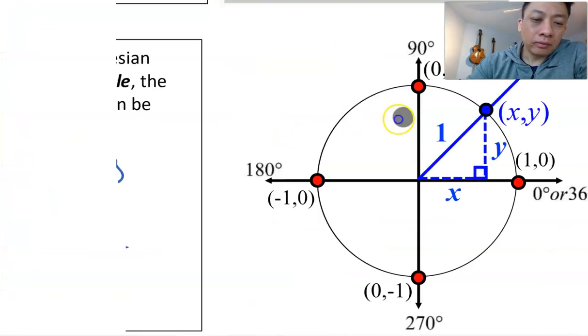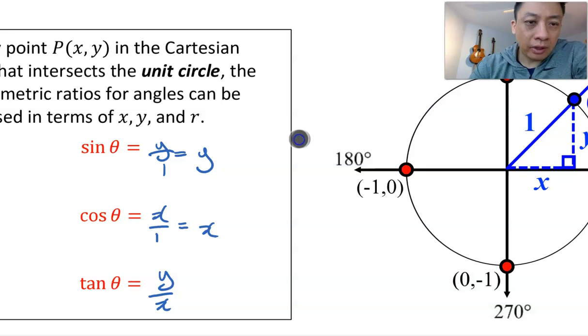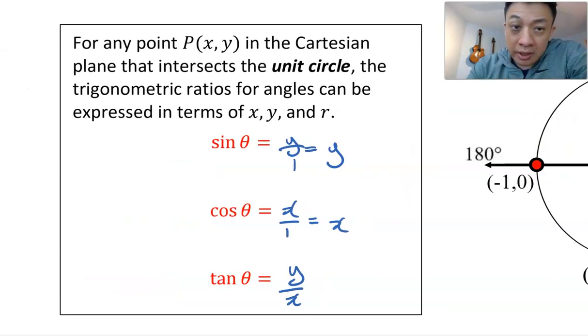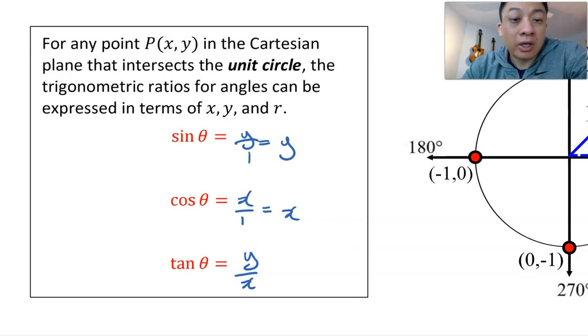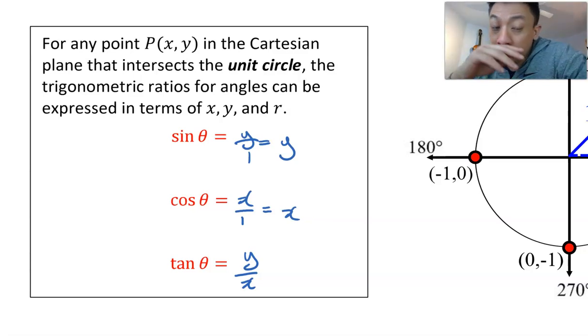Okay. So let's talk about this part over here. It says for any point x, y in the Cartesian plane that intersects the unit circle, the trig ratios for angles can be expressed in terms of x, y, and r, just like we did before. However, the r can be substituted with the number 1 now, because we're saying this is a unit circle, so the radius is actually 1.